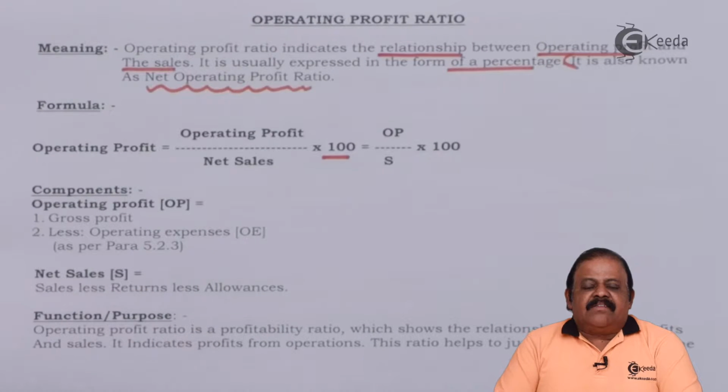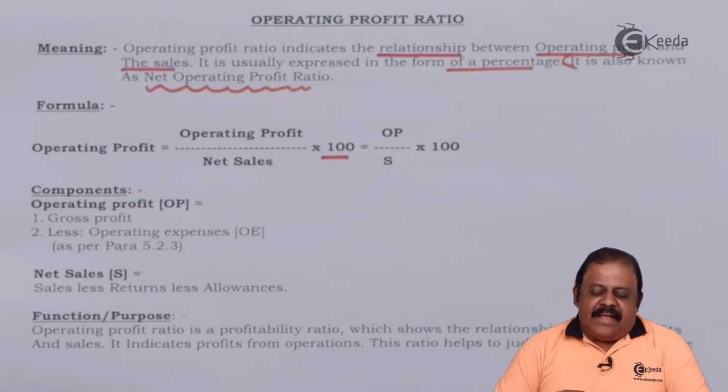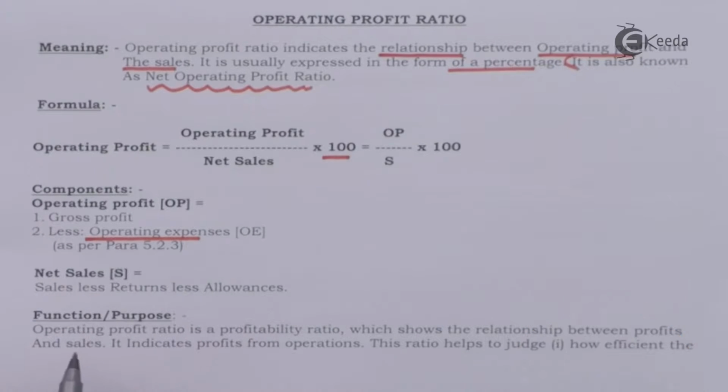How to arrive at operating profit? From gross margin, gross profit, we have to deduct operating expenses. Net sales means sales minus returns.